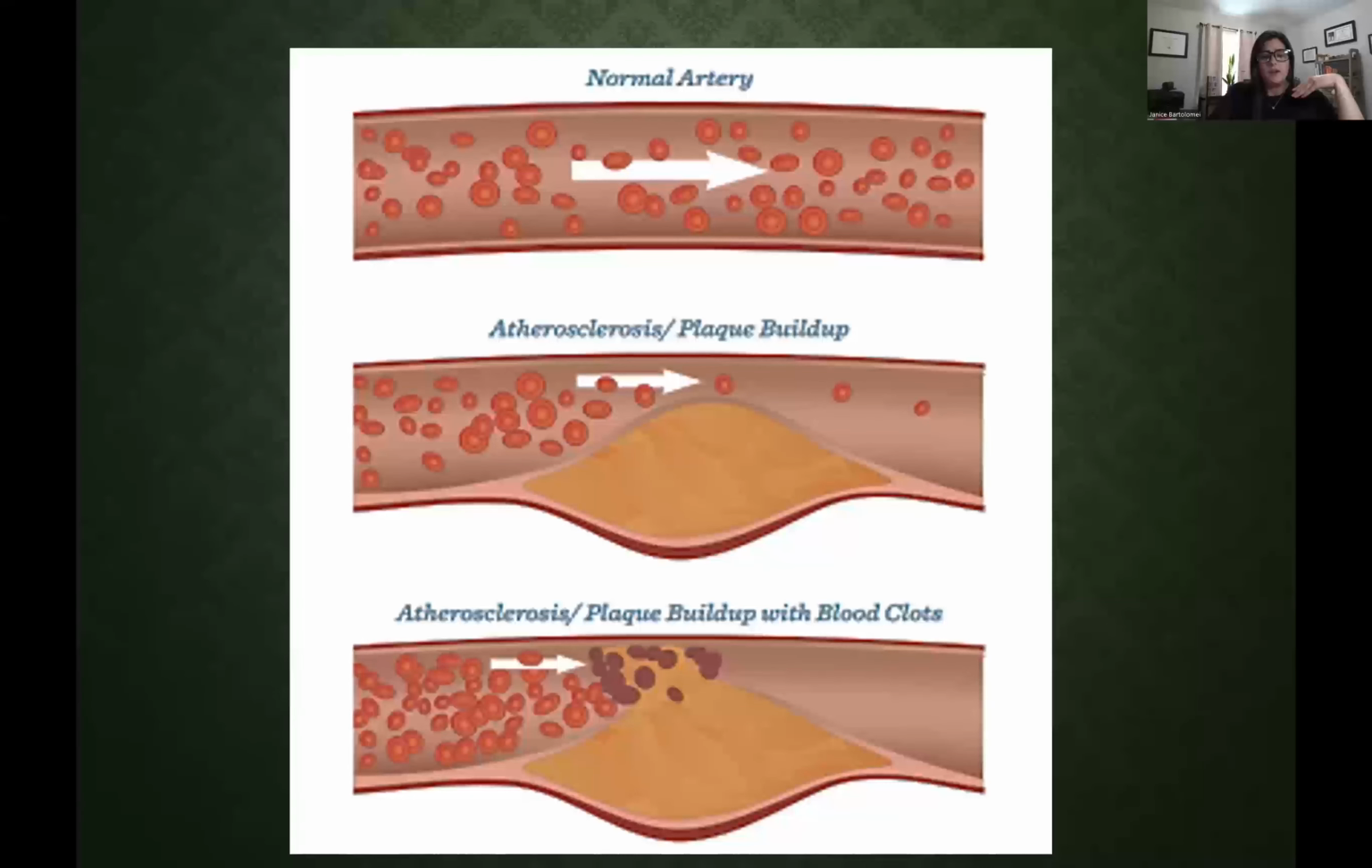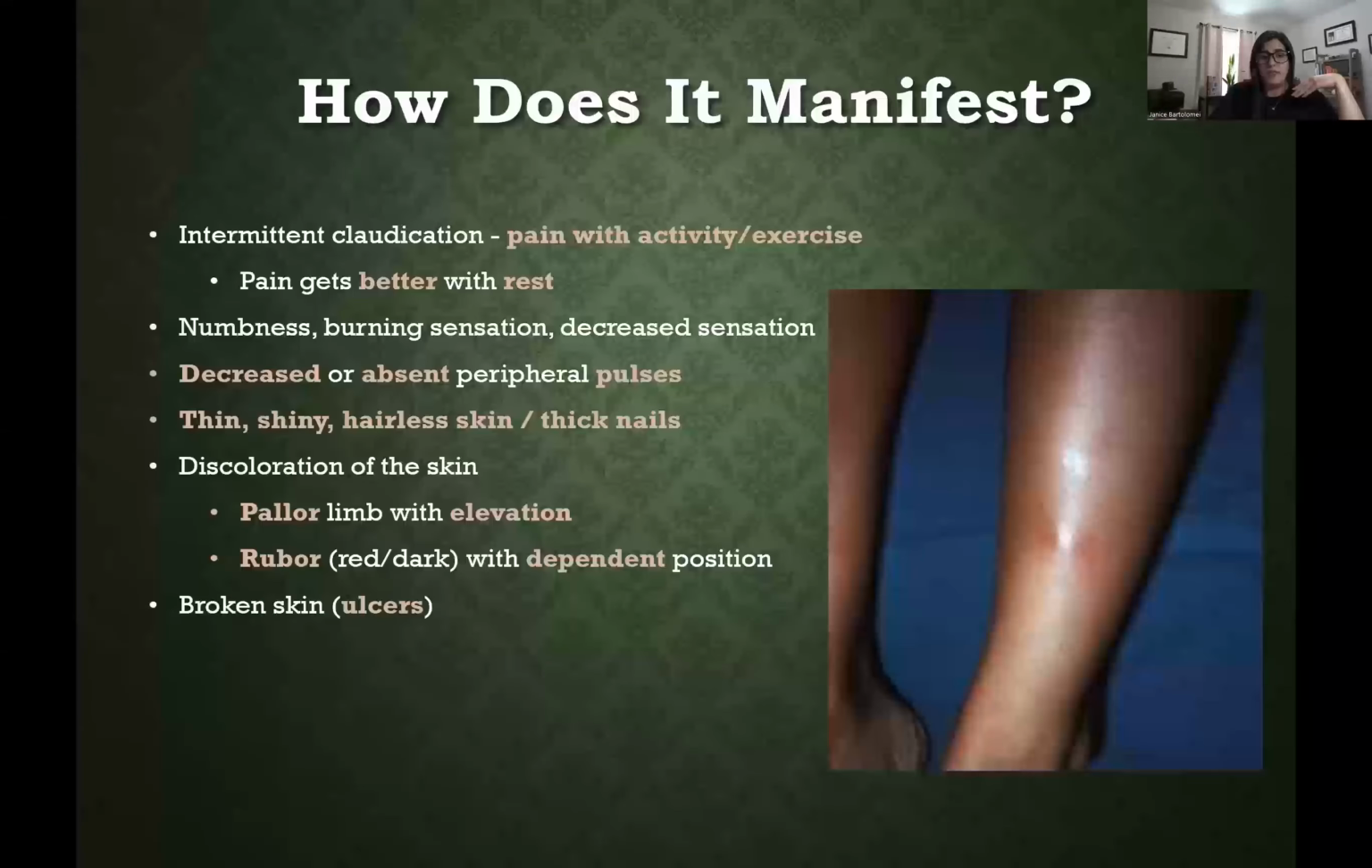People that suffer from this disease can manifest different signs and symptoms, and they're pretty distinct. I try to highlight them here in a different color, so that whenever we talk about peripheral venous disease, or the venous portion of it, you can differentiate them. They have pain with activity and exercise that gets better whenever they rest their legs, and it's called intermittent claudication. That's what that pain with activity is called.